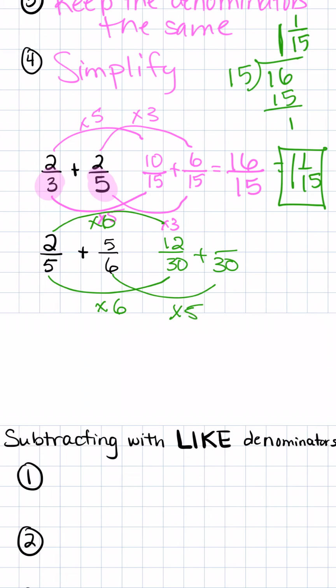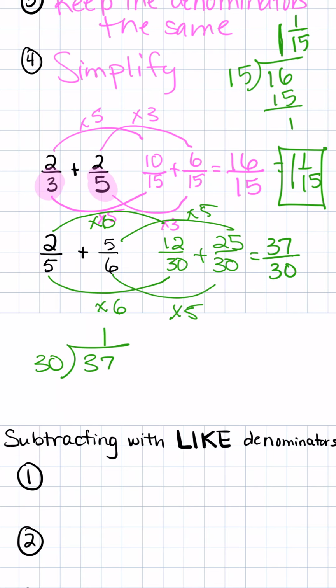6 times 5 is 30. So 5 times 5 is 25. Add those together, we get 37. Keep the denominator the same over 30. So this is an improper fraction. We'll want to divide 30 into 37. Goes once, so 1 whole, and 7/30ths left over. So our answer is 1 7/30.